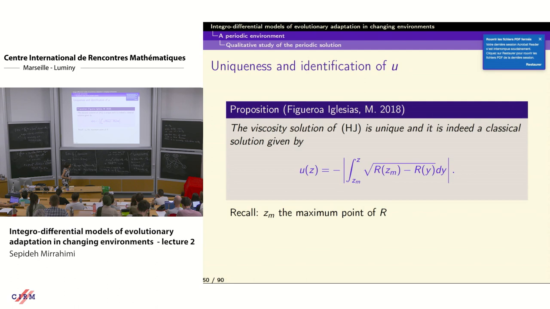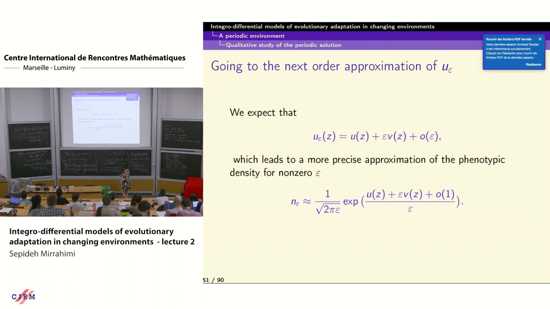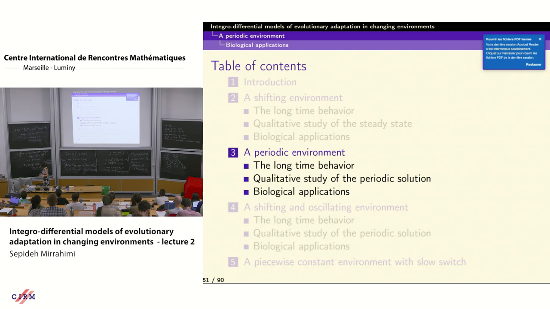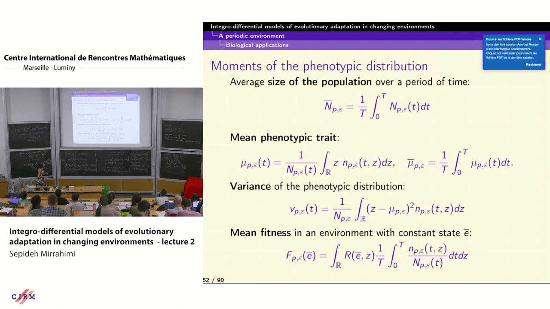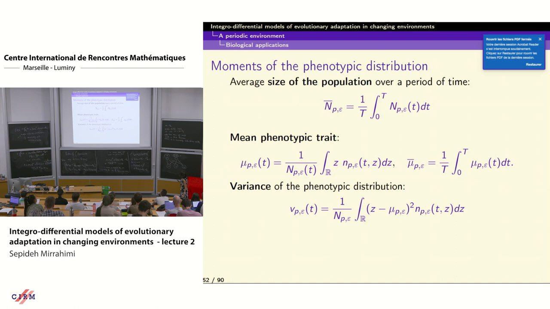The function U can be identified here as well, and it is still a smooth function, which takes its maximum at the point Zm. So since it's the unique maximum point of U, the support of n is equal to this point. So n has to be a Dirac mass at this point. Okay? And then at least formally, if we assume that we have enough regularity, we can go further and estimate some quantities and obtain some analytic estimates on the moments of the population distribution. So I introduced these notations where NP epsilon bar is the average size of the population.